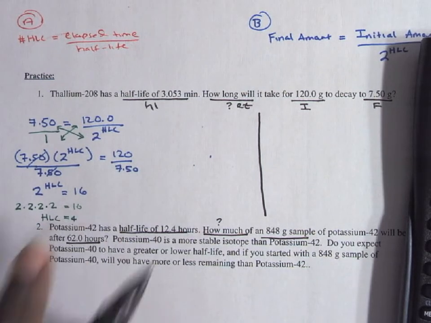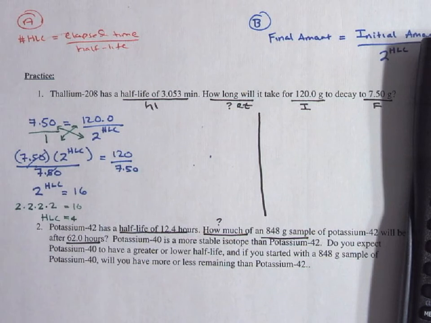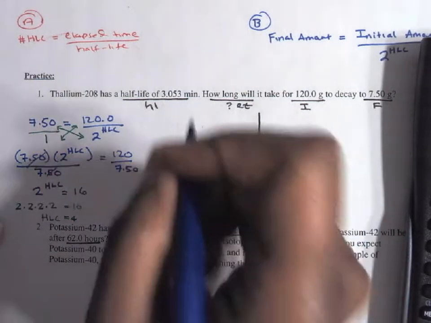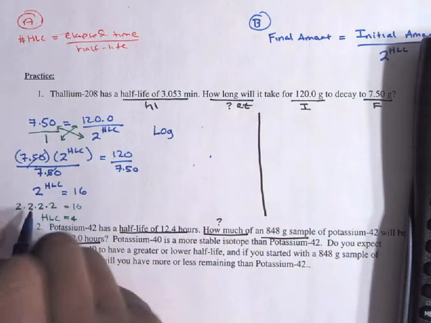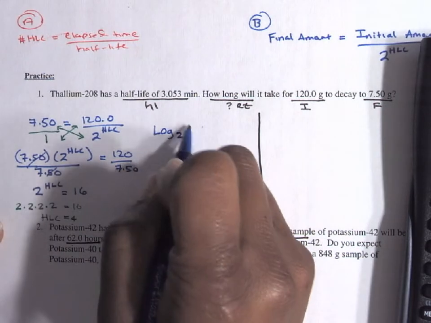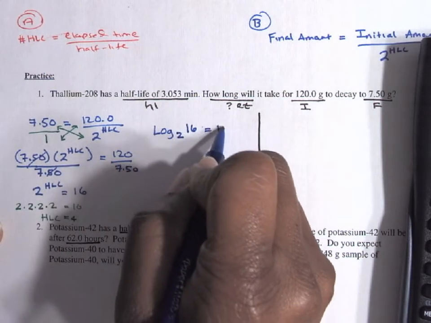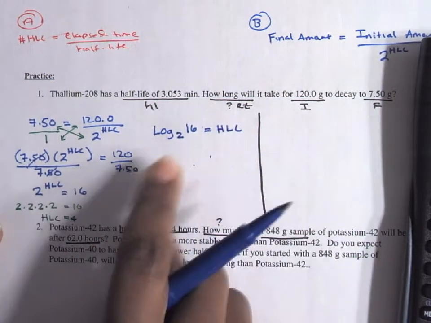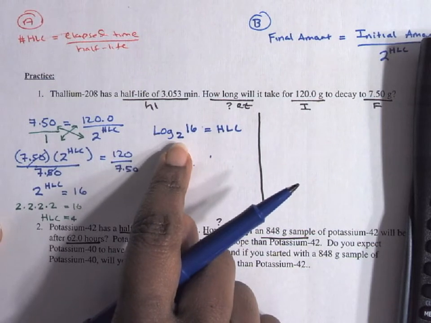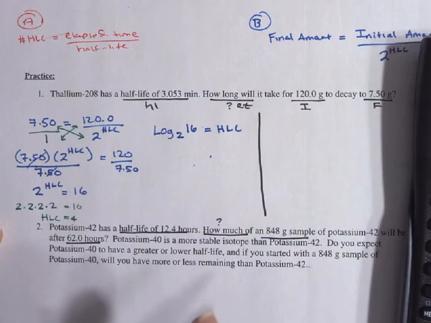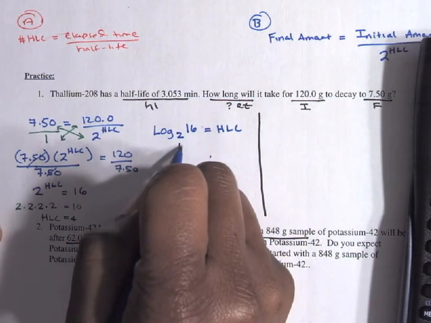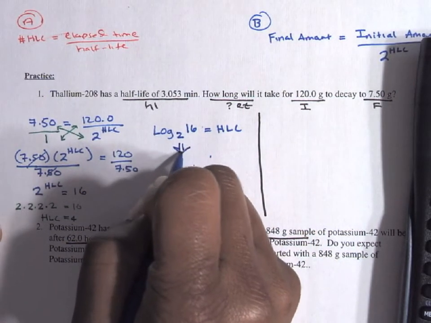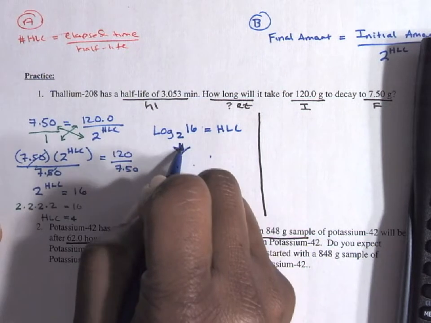That's if your numbers are nice and neat. If they don't work quite that way, or if you're not sure how to use mental math, you can always use logs. This will be log base 2 of 16 is equal to HLC. If you have a fancy calculator where you can change the base, you can plug this in and the calculator will give you the answer. But if you don't, we're going to write this using a property of log.